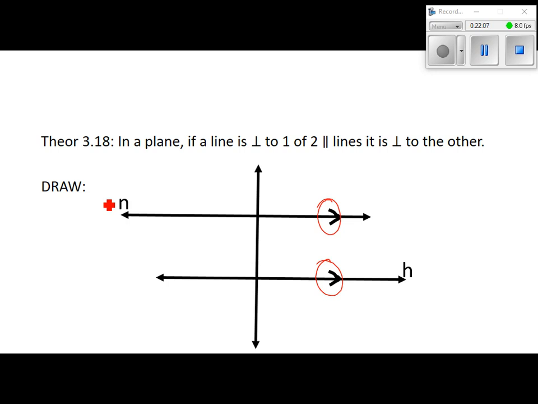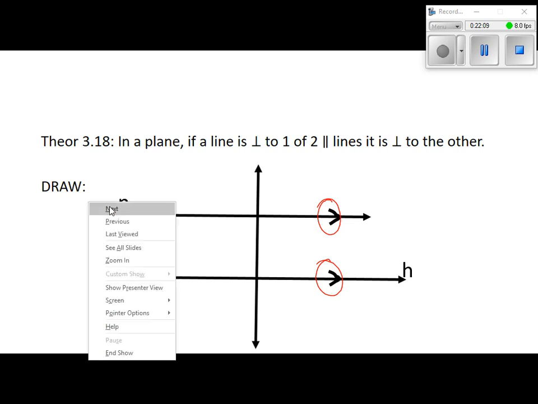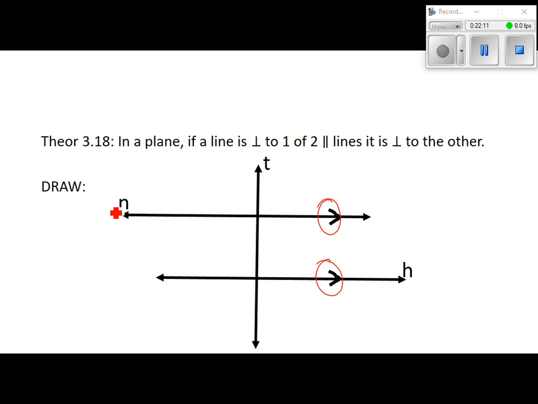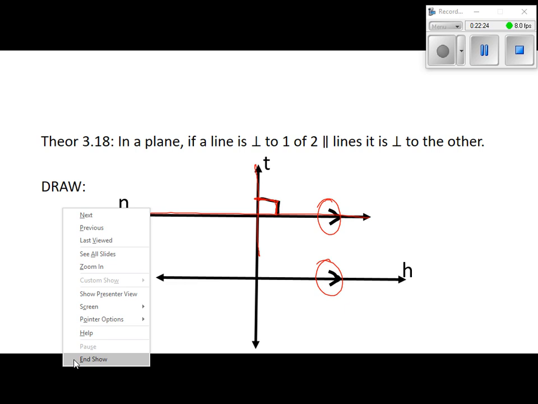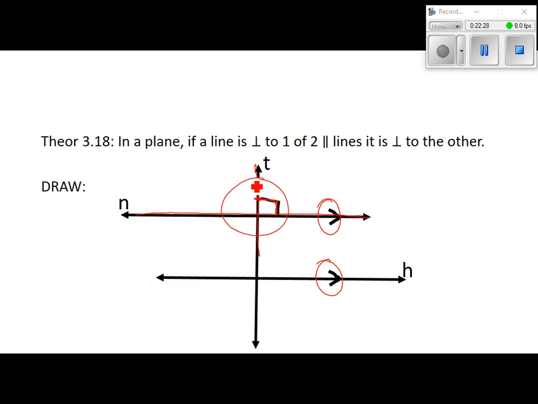And then we have a transversal, line T, and we know one of them, line T and line N, are perpendicular, so they form a right angle. Then what has to be true is not only do all four of these angles have to be right angles, but all four of these angles down here have to be right angles. That's all this theorem says.